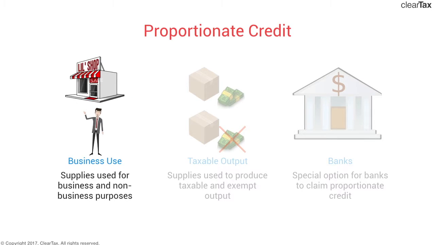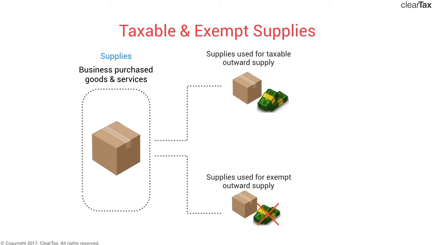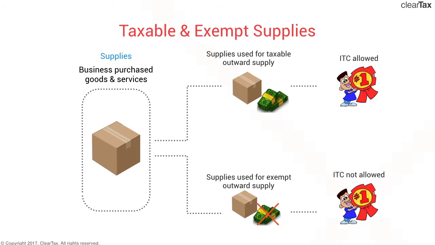Same is the case with the second category of taxable output. Inward supplies which go into taxable outward supply, ITC is allowed, while if they go into exempt outward supply, ITC is not allowed. And to identify these particular categories, the business will have to maintain separate records. And this is why it is called proportionate credit. You will get proportionate credit. The proportion is based on the usage.